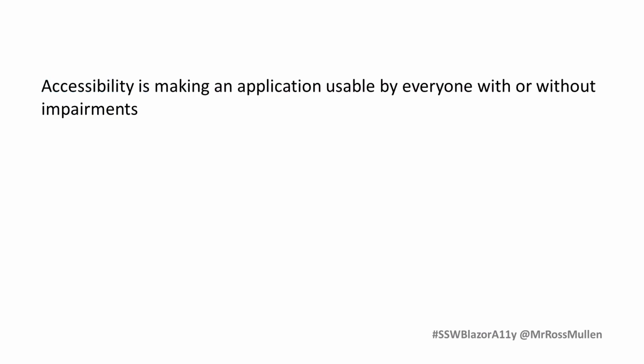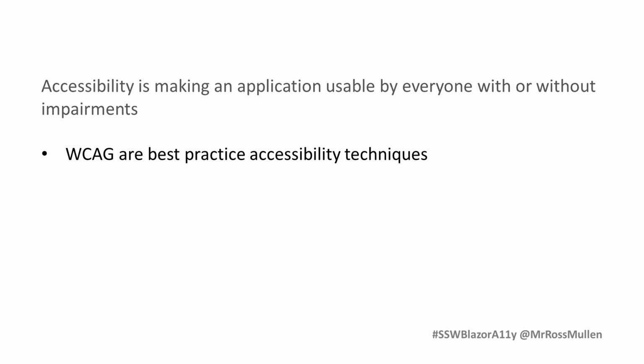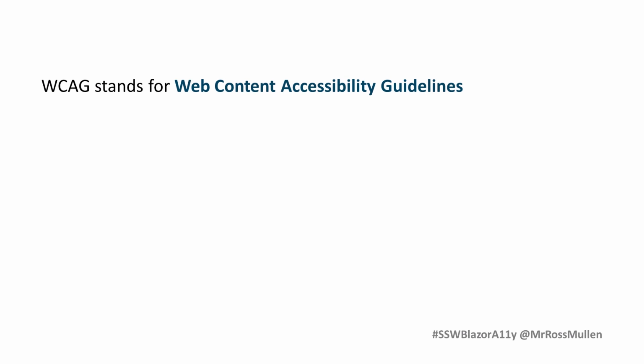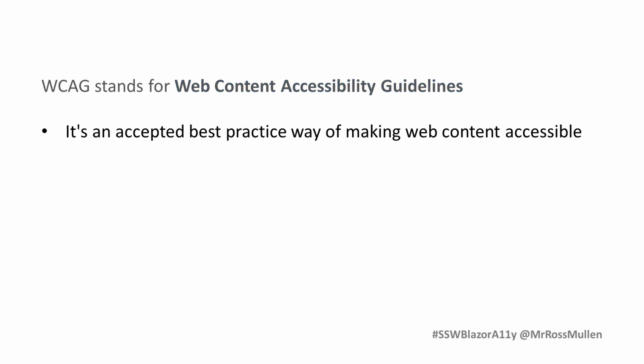Accessibility is making an application usable by everyone with or without impairments. Many of you have heard about WCAG. It's best practice accessibility techniques which set out how to make web content accessible for the largest number of people. It's a set of technical criteria to build against, grouped under guidelines and principles which categorize the technical criteria into areas of concern. WCAG stands for Web Content Accessibility Guidelines and is an internationally accepted, best practice way of making web content accessible. It's been endorsed by governments and large organisations worldwide as the accepted technical standard to apply.